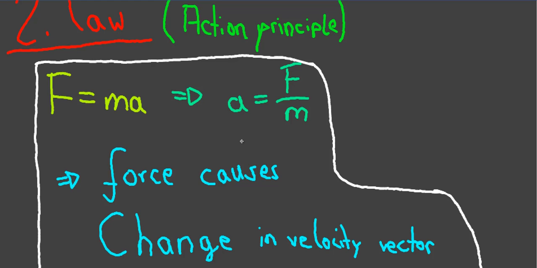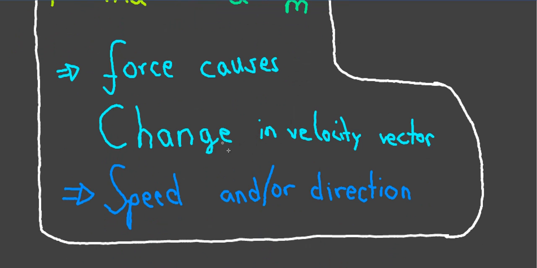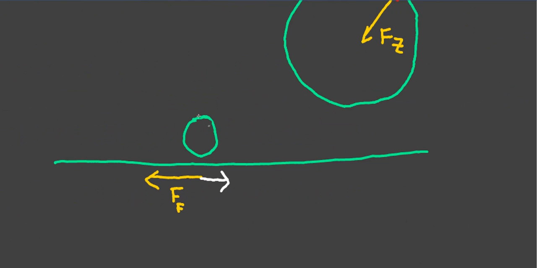And don't misunderstand me. The change in the velocity vector can mean both acceleration, deceleration, and or a change of direction. So it can also change the direction and the speed. So both are possible. You can go faster, you can go slower, but you can also change the direction through your force.